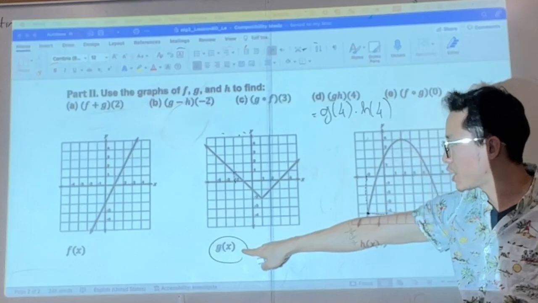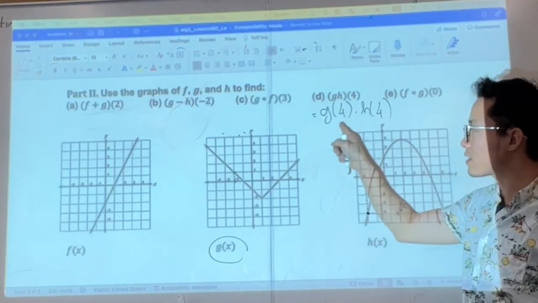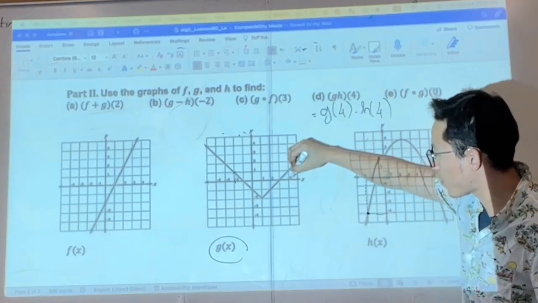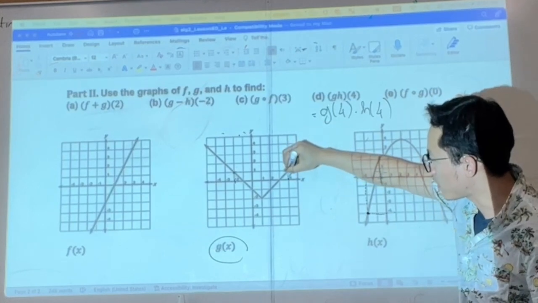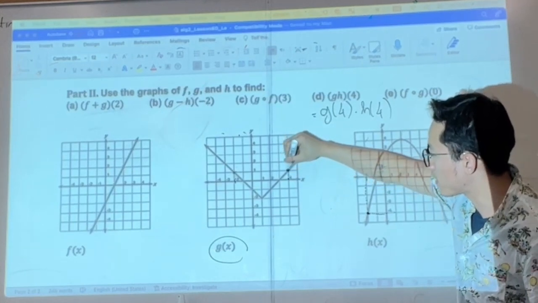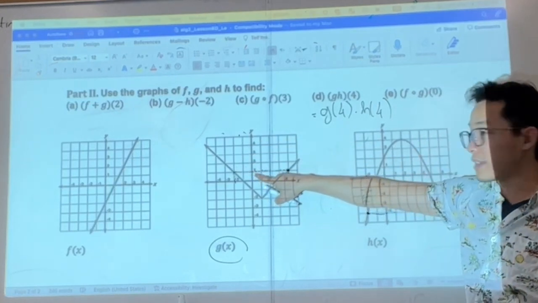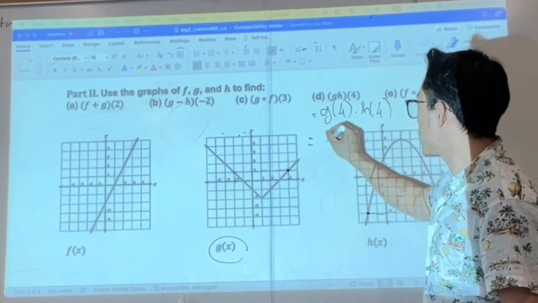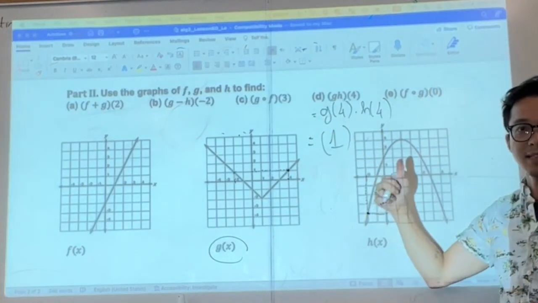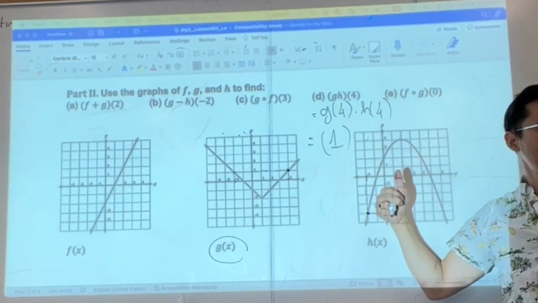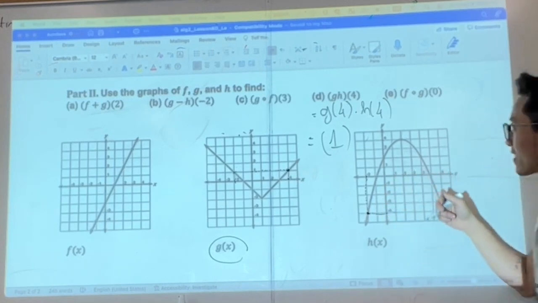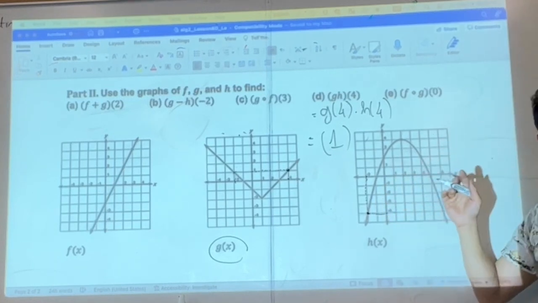Look at the g. Okay, g here, where x is 4? So x is 4 right here. And then I'm gonna draw until I hit the graph. Oh, the graph right here. And then I'm gonna find what is the y. Oh, y is 1, right? So this is 1. Good? Are you still with me? Yeah? Okay.